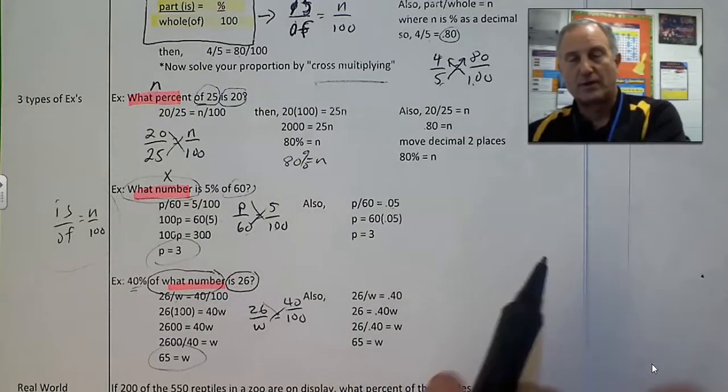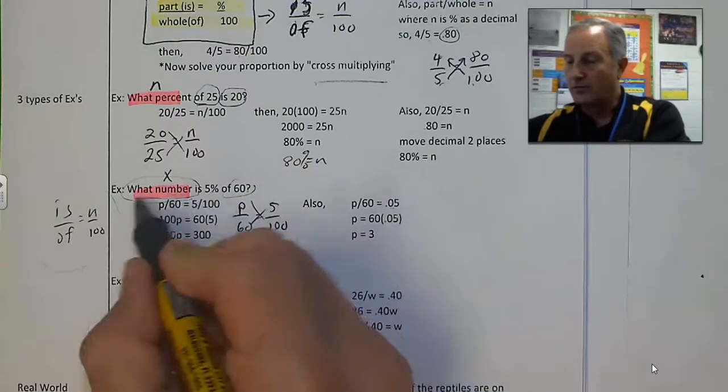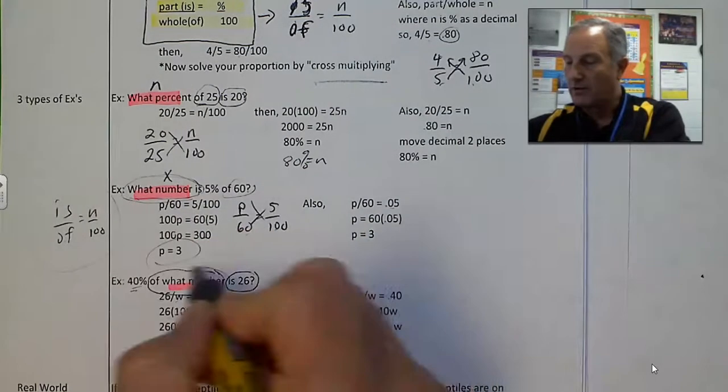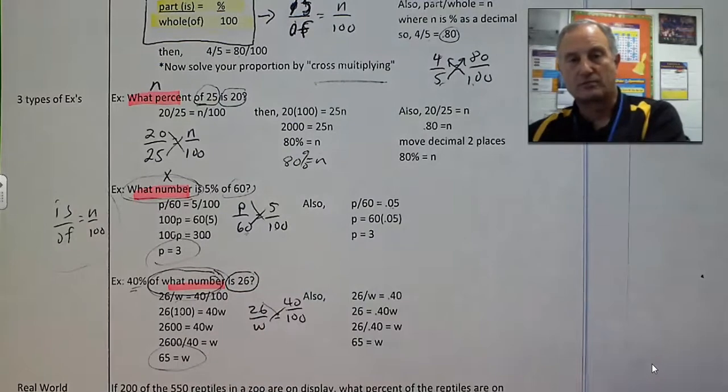Okay, just remember that your percent is the n. And whether you're looking for the number with the is or the number with the of, that'll determine where your variable goes in is over of. And then cross multiply and solve it. Okay?